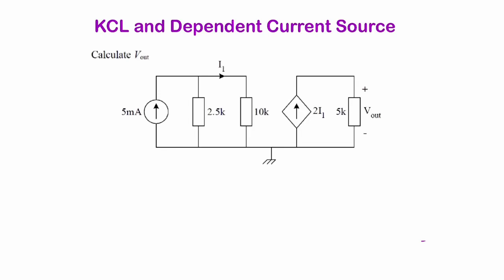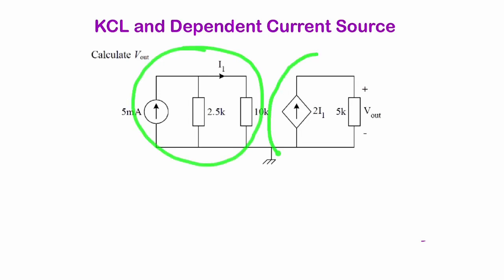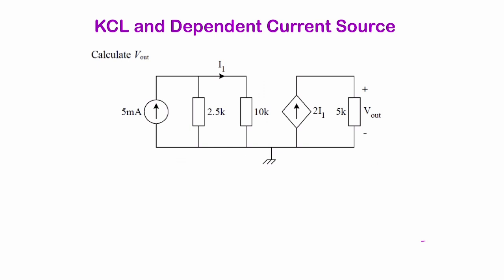In this question, we have two separate circuits. Even though they're independent, they're linked by means of this current-dependent current source, where the current coming out of it is twice I1, and I1 is the current in this branch of the other circuit. And the question is asking for V out, so we need to find this potential.